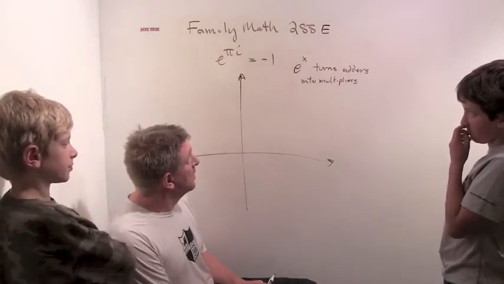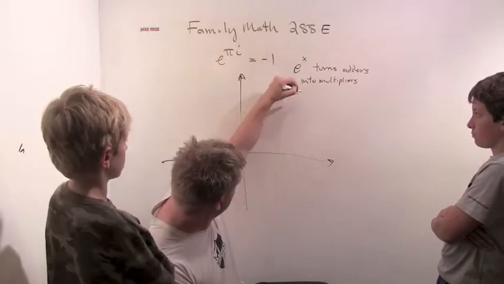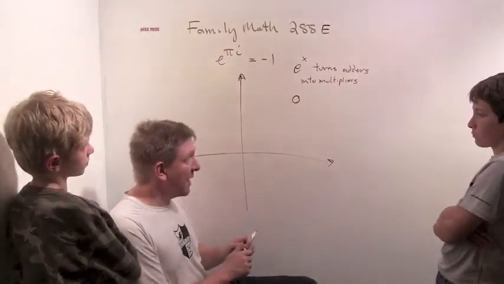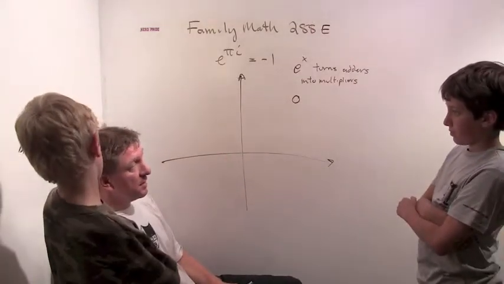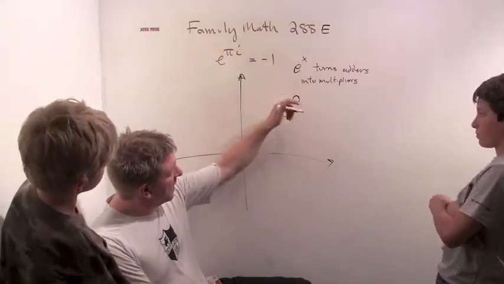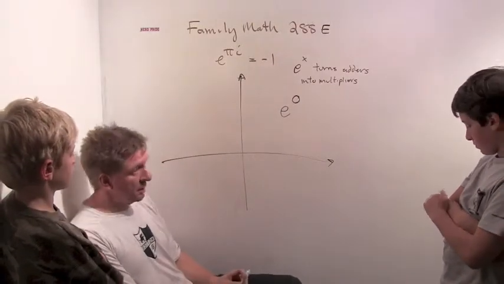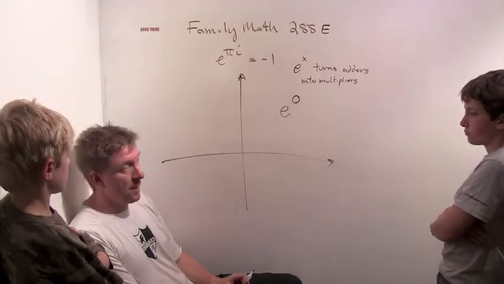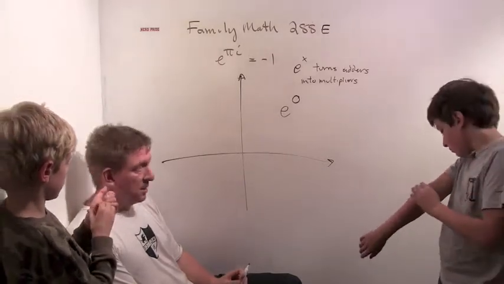Okay. So, let's look at what we would do with the adder 0. What does the adder 0 do to the plane? Well, it does nothing to the plane. So if we wanted to turn the adder that did nothing into a multiplier, what multiplier does nothing to the plane? Well, 1. Because if you multiply anything by 1, it stays the same.